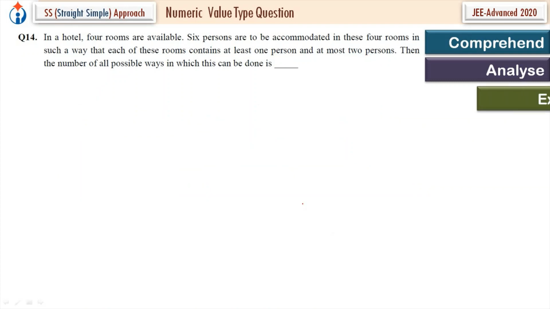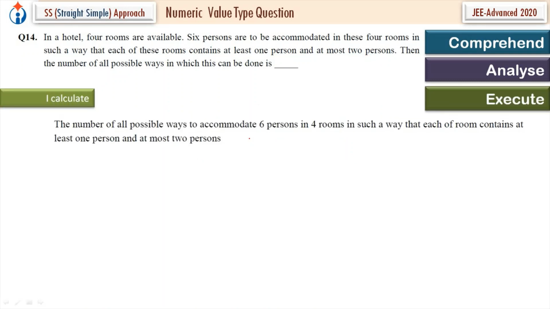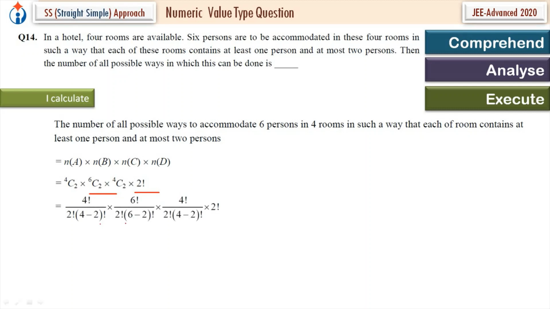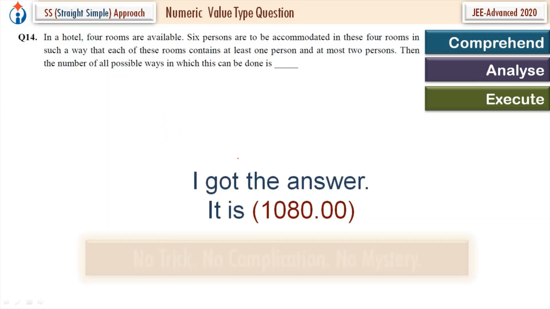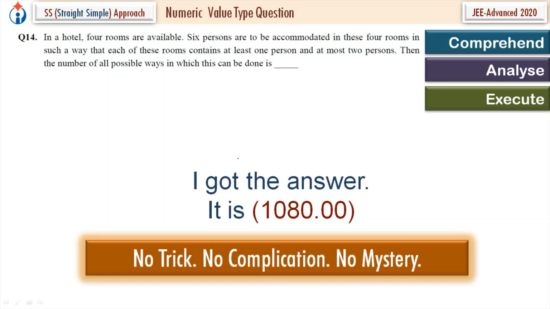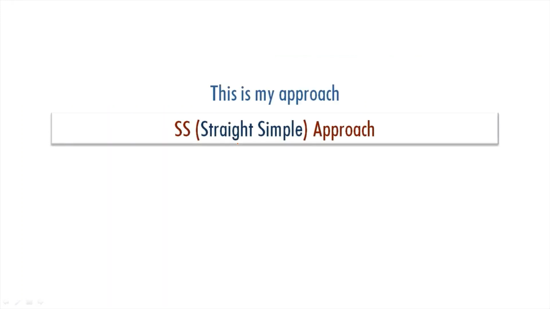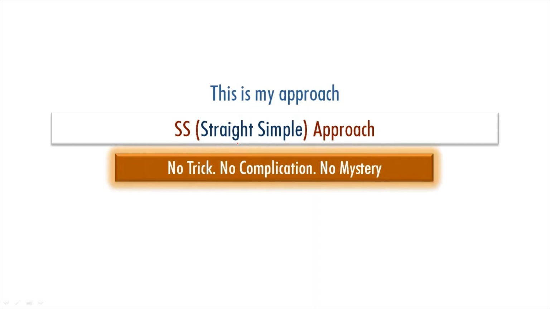I calculate now. Simple calculation. N of A into N of B into N of C into N of D, multiplication. I get my answer, 1080. No trick, no complication, no mystery. This is my approach. Straight, simple approach, SS approach.